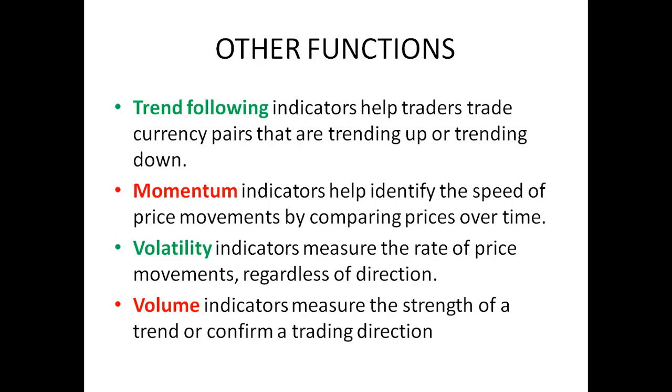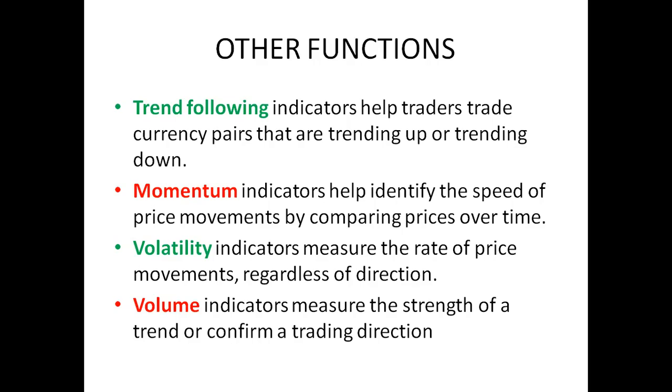But momentum indicator generally will tell you the speed that the price is moving at. But volatility is to give you the rate at which that price is moving, regardless of the direction, whether it's moving up or down or sideways. Now, volume indicators, what they also do is to measure the strength of the trend or confirm a trading direction. They confirm a trading direction or they measure the strength of a trend.